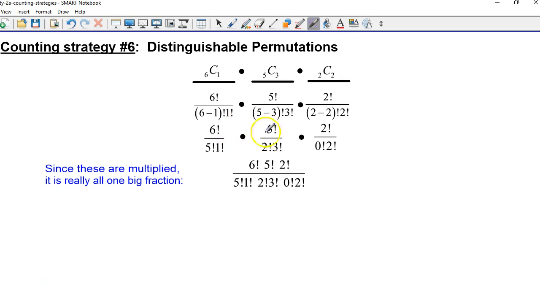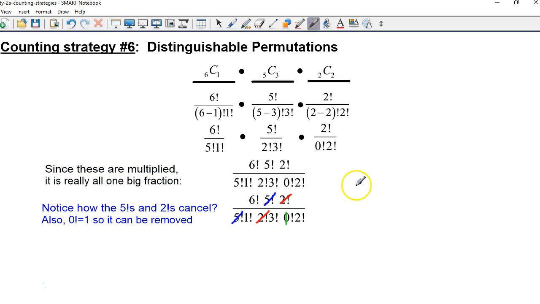But since they're really being multiplied, you could think of this as one big fraction. The 6 factorial, 5 factorial, and 2 factorial are on the top, and all the rest of these things are on the bottom of the fraction: a 5 factorial times a 1 factorial times a 2 factorial times a 3 factorial times a 0 factorial times a 2 factorial.